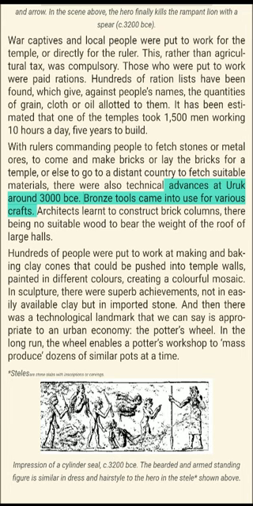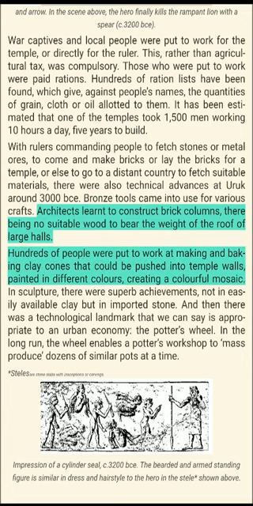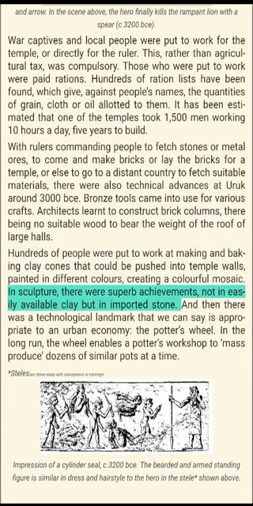There were also technical advances at Uruk around 3000 BCE. Bronze tools came into use for various crafts. Architects learned to construct brick columns, there being no suitable wood, for large halls. Hundreds of people were employed baking clay cones that could be pushed into temple walls, painted in different colors, creating a colorful mosaic.